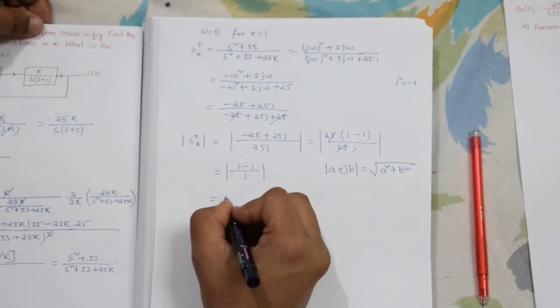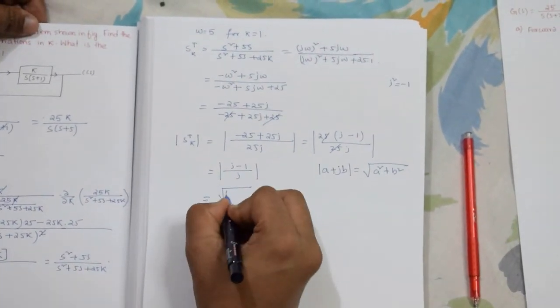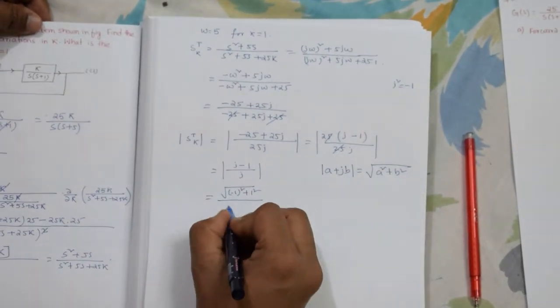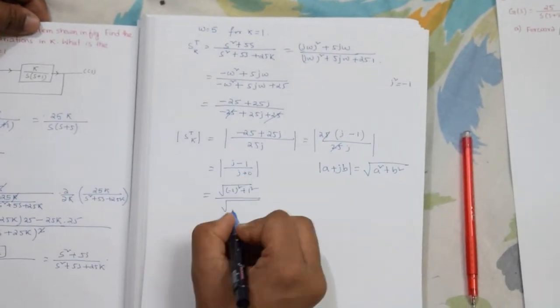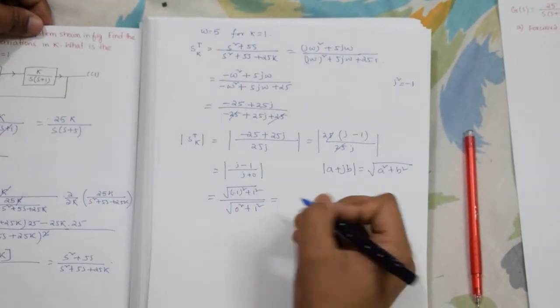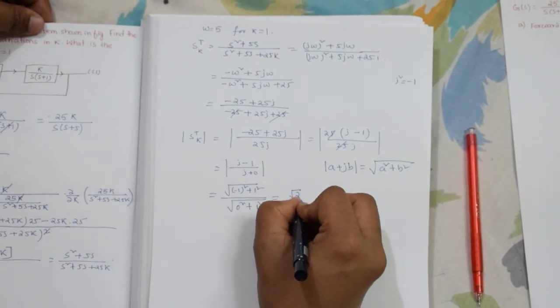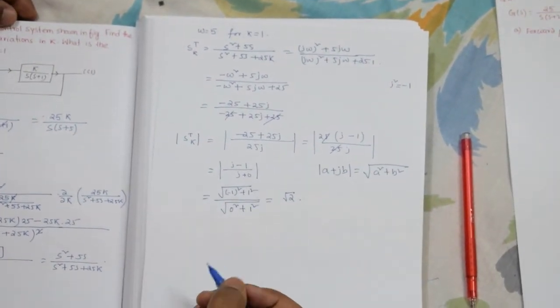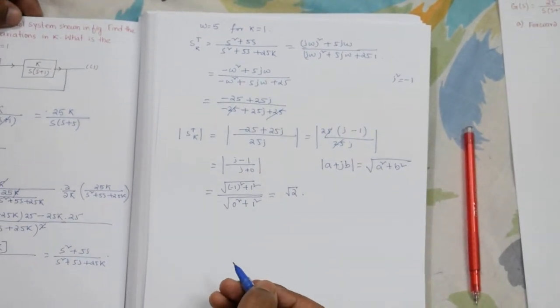So the magnitude of the numerator is root over minus 1 square plus 1 square, and the magnitude of the denominator is, it is j plus 0, so 0 square plus 1 square, which is root 2. This is our required magnitude at omega equal to 5 for k equal to 1.